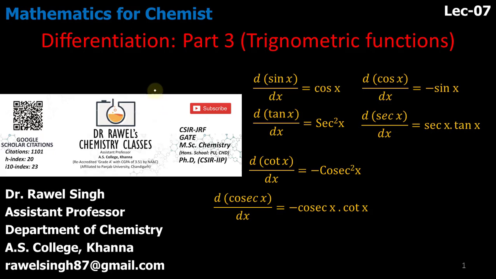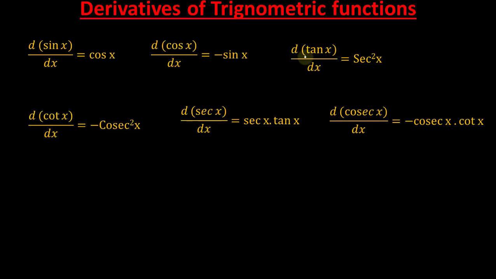Dear students, we were discussing differentiation and today we will do differentiation of some trigonometric functions. So let us start. These are some formulas that you should remember. The derivative of sin x is cos x, the derivative of cos x is minus sin x, the derivative of tan x is secant square x, the derivative of cot x is minus cosecant square x, the derivative of secant x is secant x into tan x, and the derivative of cosecant x is minus cosecant x into cot x.